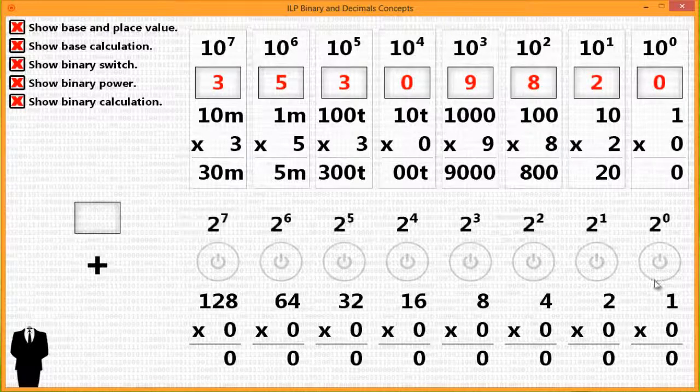In the binary system, same concept. You first start at 2 to the 0, it's 1. And then when you go to the next place value, you get 1 times 2, which is 2. Then when you go to the next place value after that, you times 2. So 2 times 2 is 4. So each time you move in a binary system, it doubles.